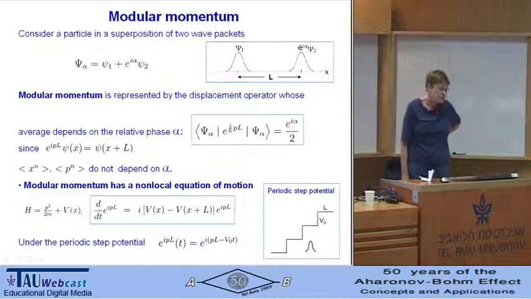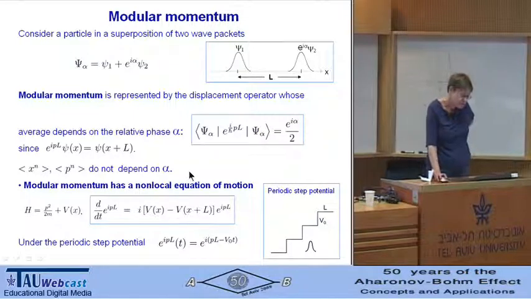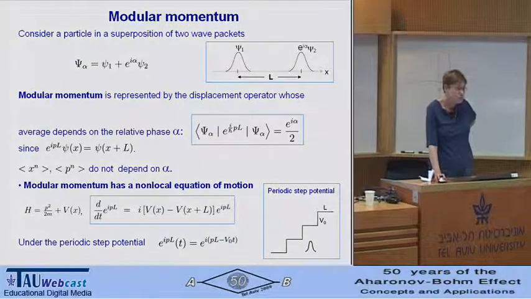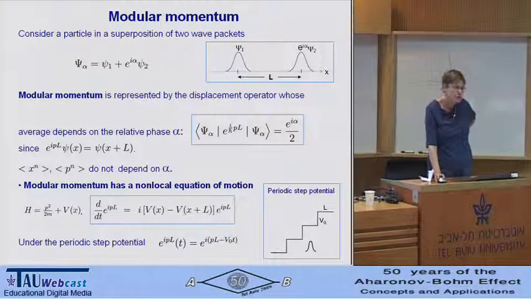I'll speak now about modular momentum. Consider a particle in superposition of two wave packets with a relative phase alpha and separated by a distance L. We are focusing on modular momentum since this is a dynamical variable that is relevant to quantum interference. Modular momentum is represented by the displacement operator e^{iPL}, whose average depends on the relative phase alpha, since the displacement operator maps psi1 onto psi2. By comparison, averages of polynomials in X and P do not depend on the relative phase.